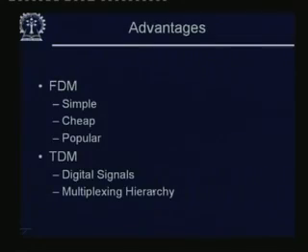Finally, I would like to summarize the advantages and disadvantages of each of the schemes. By the way, in the beginning I mentioned something called code division multiplexing also, which is also a very interesting scheme. So, we will talk about code division multiplexing when we talk about multiple access. Okay. So, there are two terms, one is multiplexing, the other is multiple access.